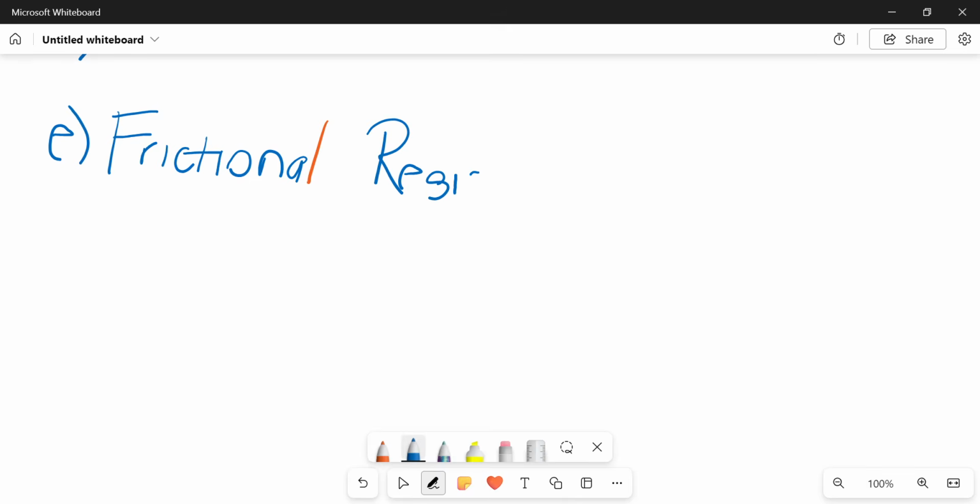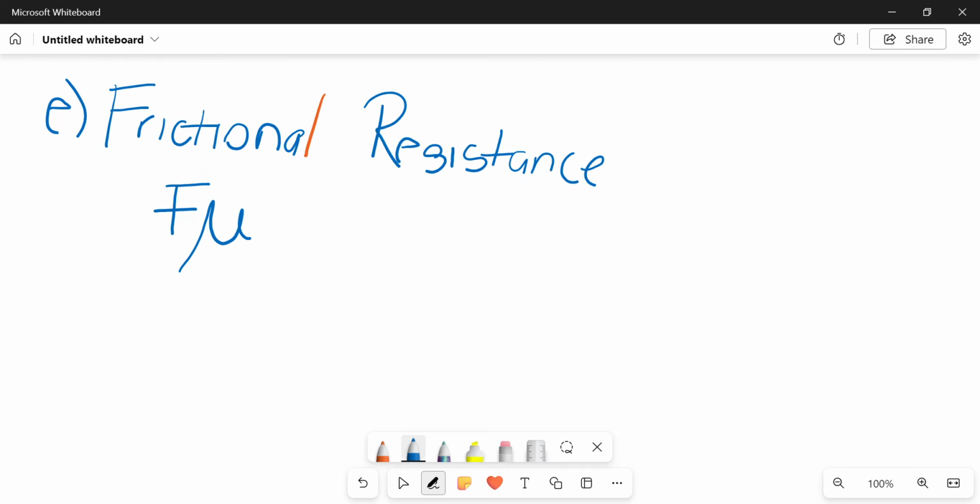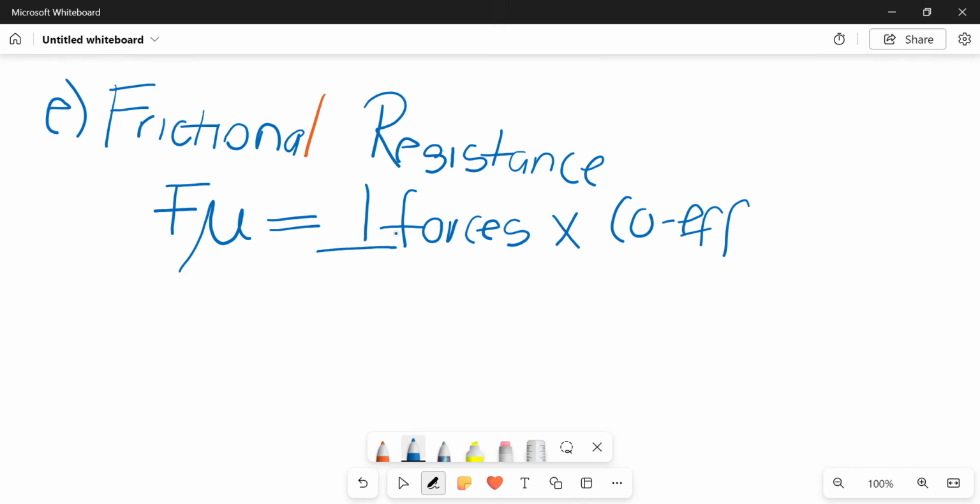Frictional resistance. And that will be your F mu. Okay, I know everything is a bit skewed, but bear with me. Your frictional resistance will be equal to the perpendicular forces that are acting. Remember, there will be that force that is acting between the body and the surface, times your coefficient of friction.